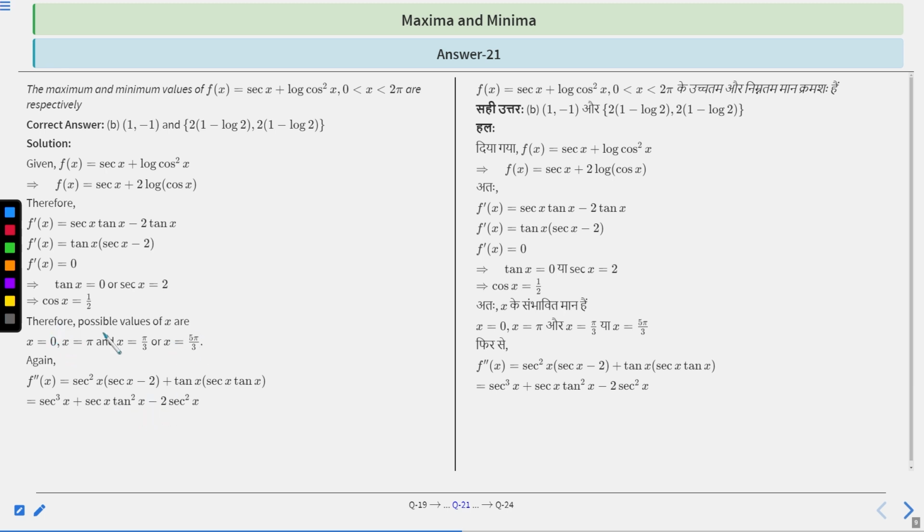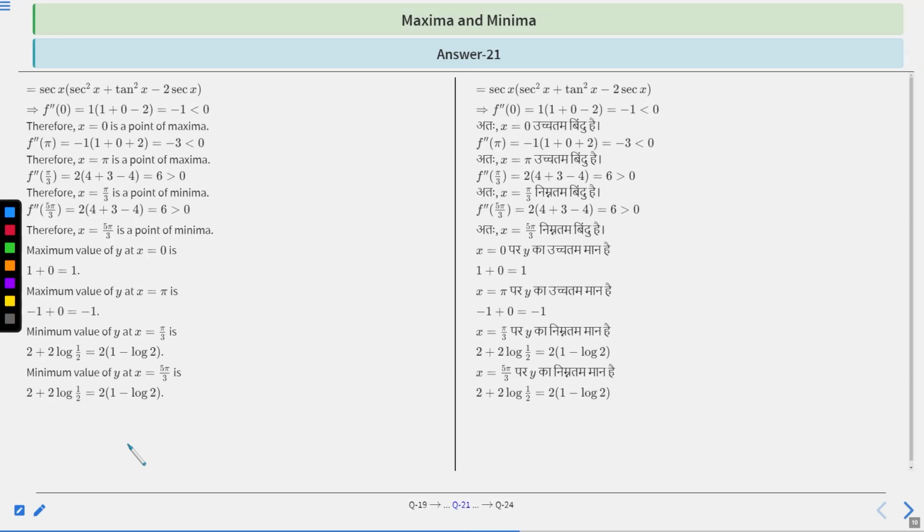Again, let's find f double dash x. So f double dash x can be calculated as sec square x into (sec x minus 2) plus tan x into sec x tan x, right? So f double dash x will be, after simplifying this, sec cube x plus sec x tan square x minus 2 sec square x, right? Got it?